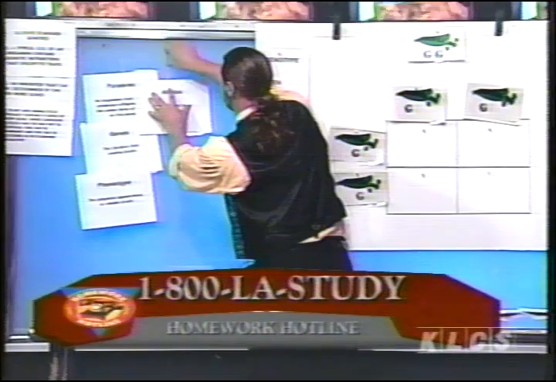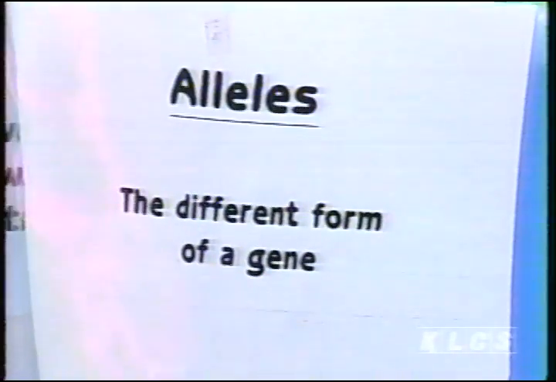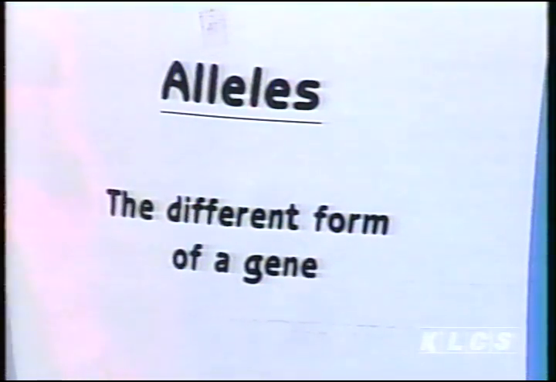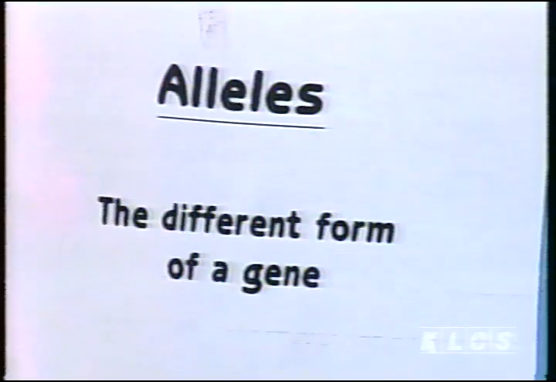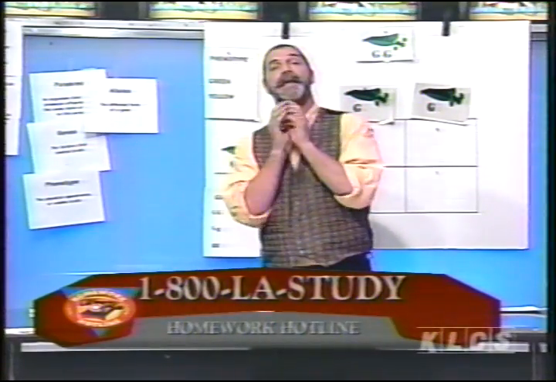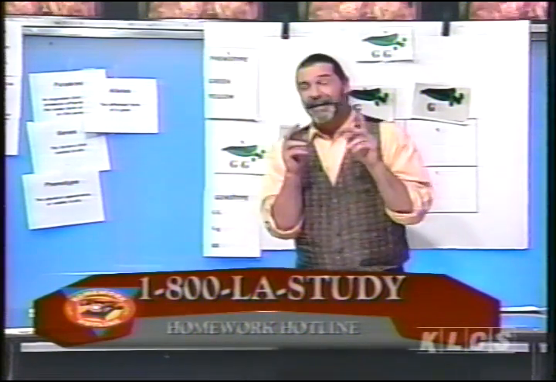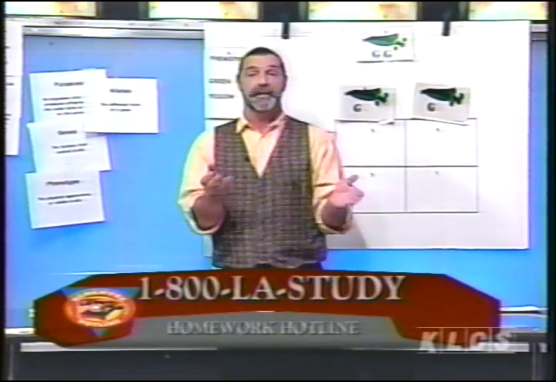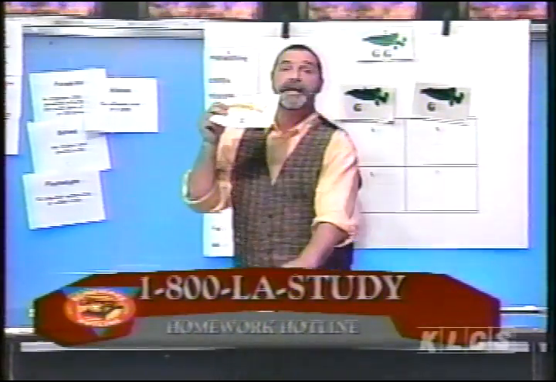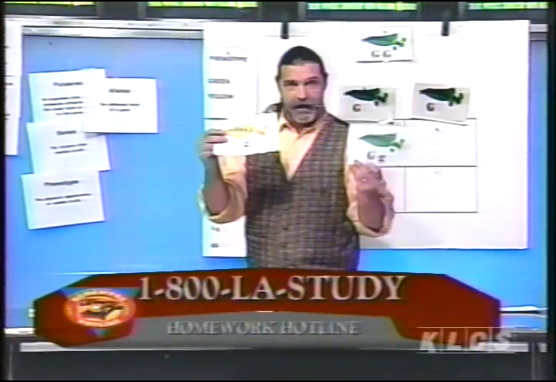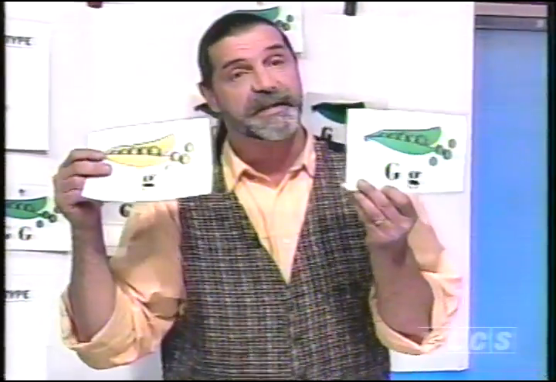Alleles are the different forms of a gene. In other words, it could be the factor that makes the plant yellow or the factor that makes the plant green. Each plant has a gene that determines its color. And the allele is what determines which color it is. So there would be a yellow allele and a green allele. We're talking about the same trait but a different form of the gene in the cells.